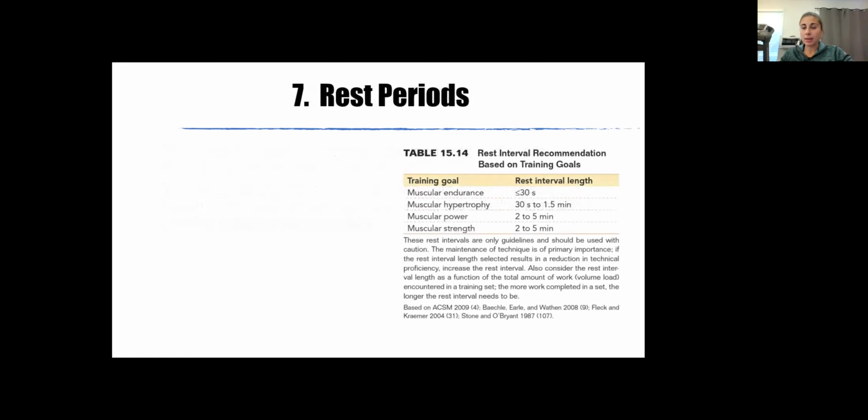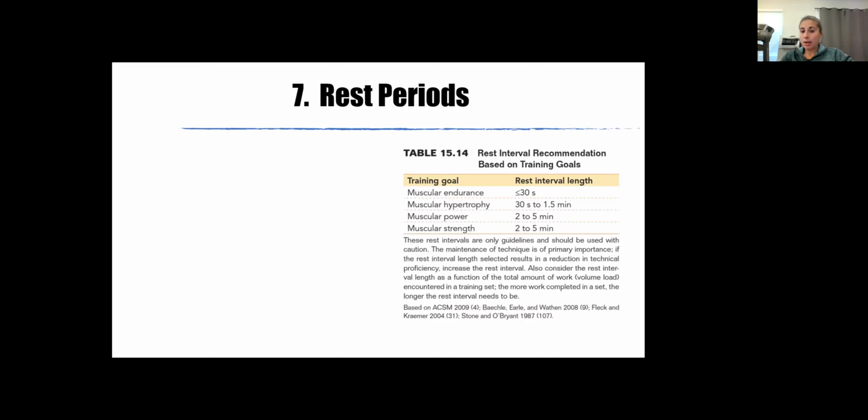So when we're looking at rest periods, and we've talked about these already, for muscular endurance we're looking at less than 30 seconds. The less the better, because that's a better indication of endurance. If we're doing circuit training with moderate loads and higher reps, you're going to take shorter rest, because we're not going that heavy and it doesn't take as much time for the nervous system to recover. We're trying to improve our endurance, and we don't want as long of a rest, or else our endurance won't improve. Hypertrophy, we can see anywhere between 30 seconds to 1.5 minutes.